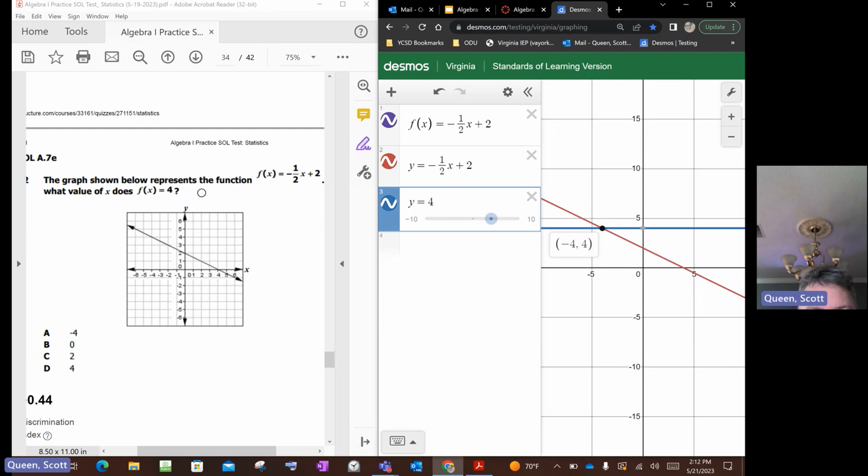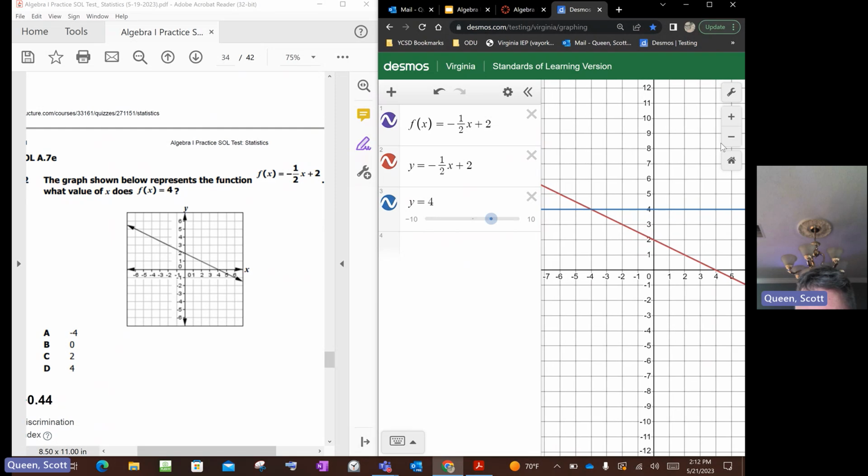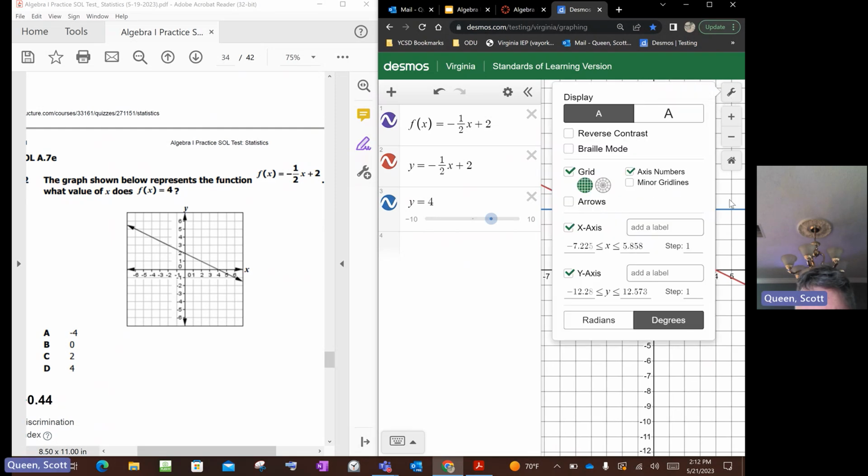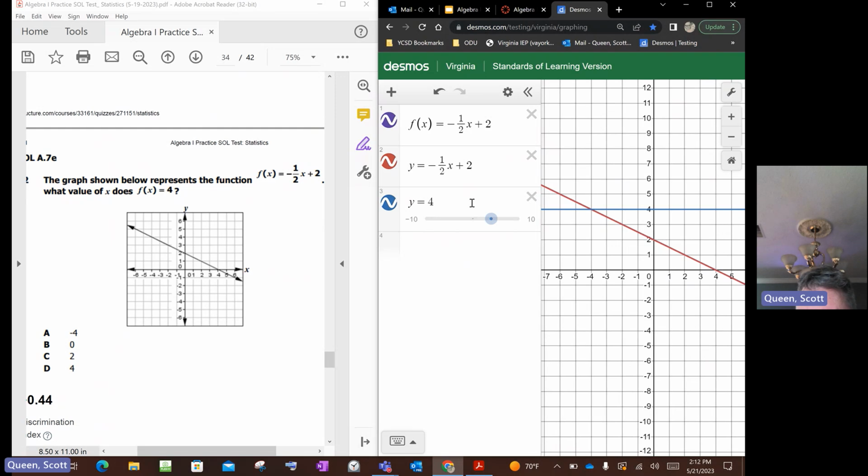So this is saying, what is x when y equals 4? Meaning on our line, that red line. So when y equaled 4, all right, so it is right here. So y equals 4. What is x? That means go toward the line, and there it is. So x is -4 when y equals 4. Do I see -4? Yes, I do. It's right there. The answer is A.